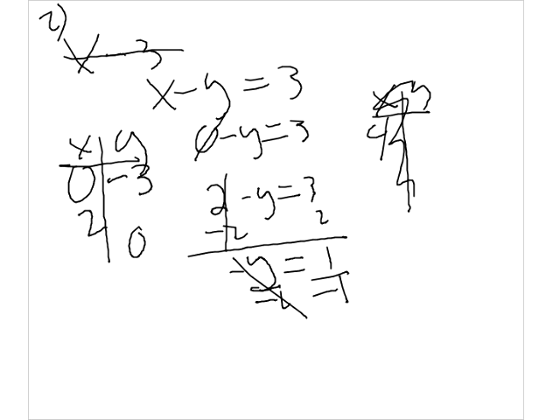Okay, the last one we're going to plug in y is 0, so it would be x take away 0 equals 3, and of course that's just x is equal to 3. Well, now that we have these 3 points, we're going to plot them on a graph.